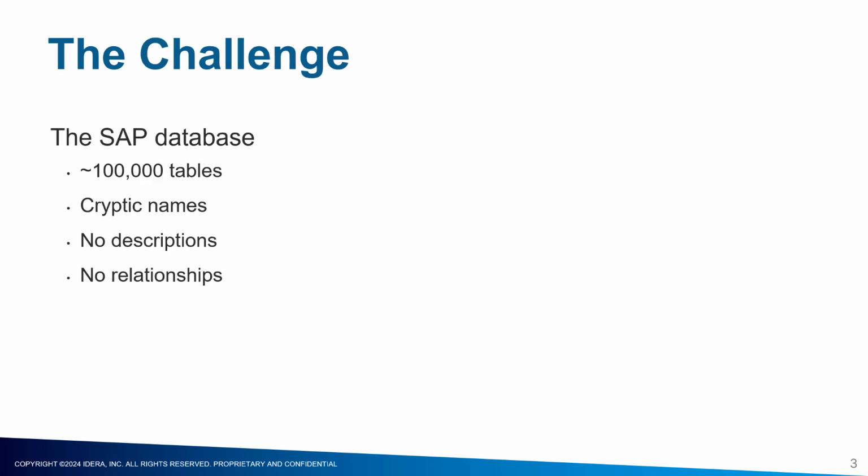data. Now the challenge we face is that SAP is big, so the SAP database has around about 100,000 tables. Not all of those tables will contain meaningful business data, so we don't need all of them in our data catalog. The tables in the database also have cryptic names. They don't have meaningful business names, and they have no descriptions and no relationships between them. So we need a solution that's going to give us a more business-friendly view of our SAP database.